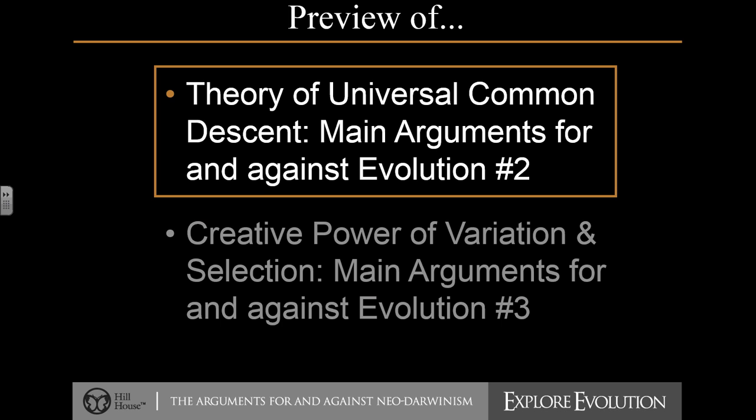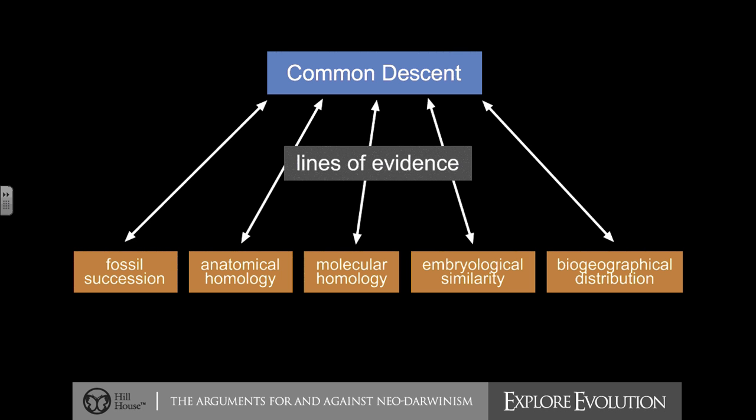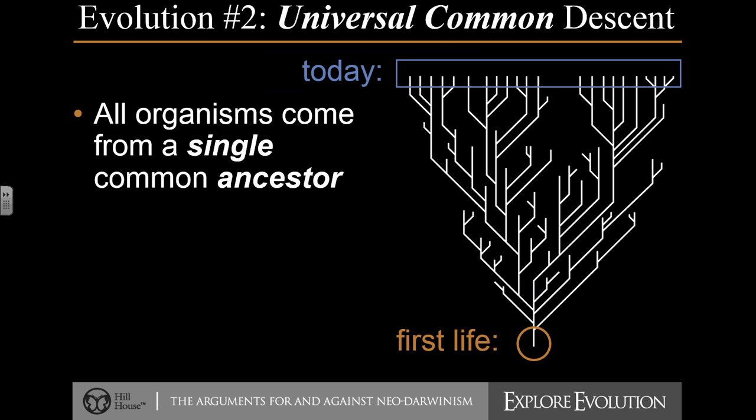Now we switch to the other question, the other claim of the theory, which looks at the concept of universal common descent. In other words, are all life forms that we see today the result of one universal common ancestor? So in this section of the book, there are several different topics that are explored. Fossils are just the first of many.